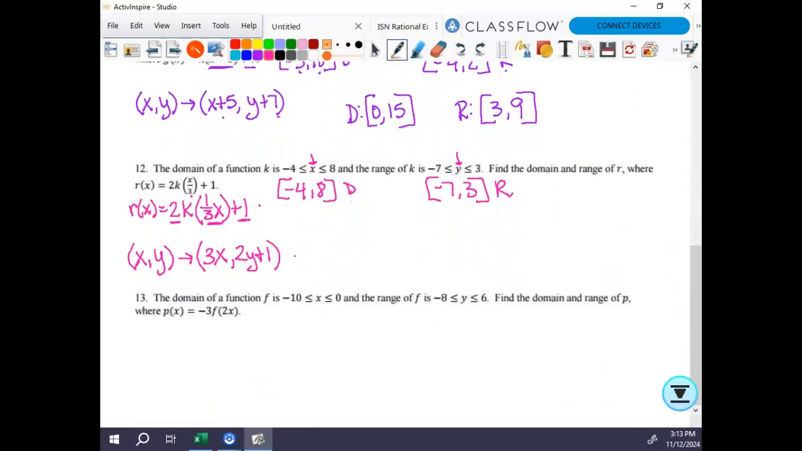So for my domain, I'm going to just multiply each x value by 3. So this is negative 12 and 24.